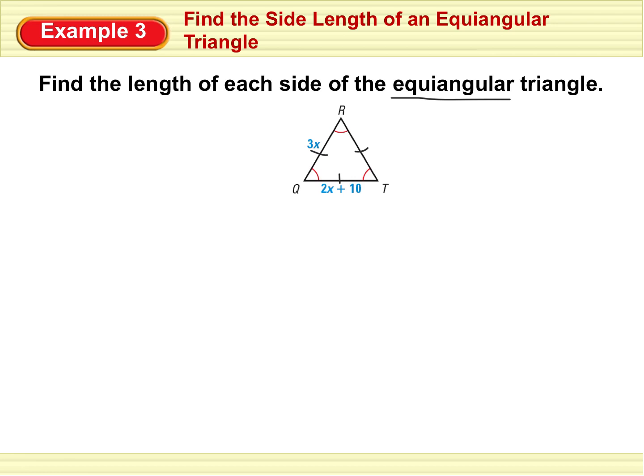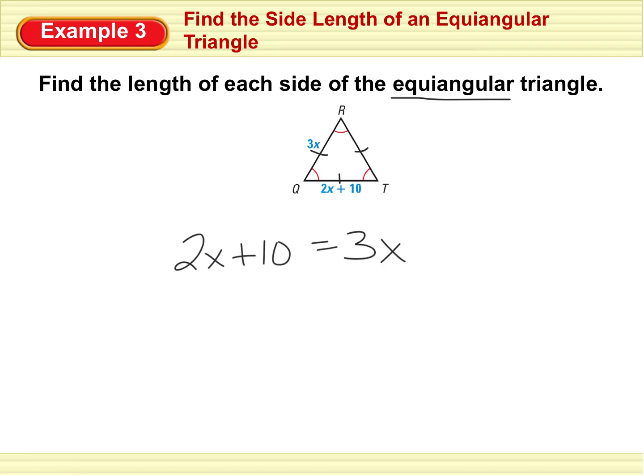So how can we find x if we know those two sides are the same? 3x plus 2x plus 10. You can add the x's together to get 5x plus 10. You have to have an equal sign in there. How can I set this up? 2x plus 10 equals 3x.